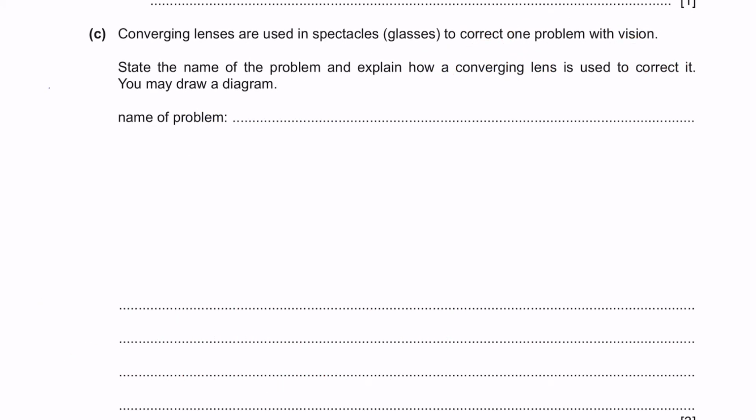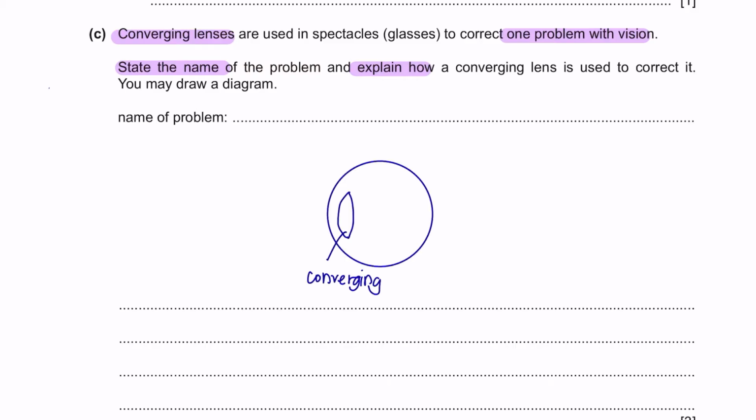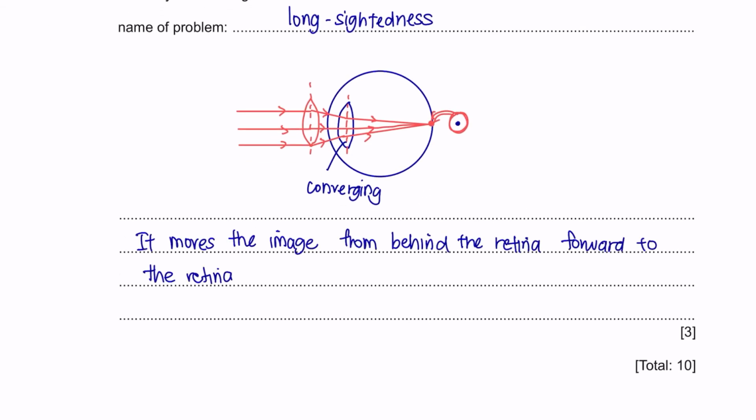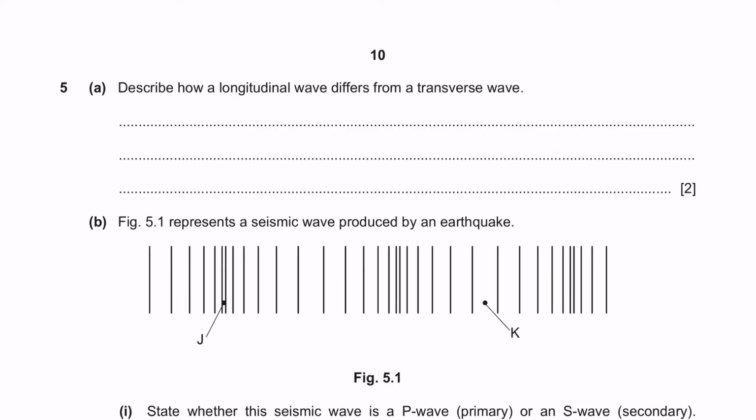Next question, part C. Converging lenses are usually used in glasses to correct one problem with vision. State the name of the problem and explain how a converging lens is used to correct it. You may draw a diagram. If an image falls behind the retina, then the problem that you're facing would be long-sightedness. So to correct this, we have to bring our image to fall on the retina. To do this, we are going to use a converging lens, as a converging lens can help to bring the image forwards towards the retina.